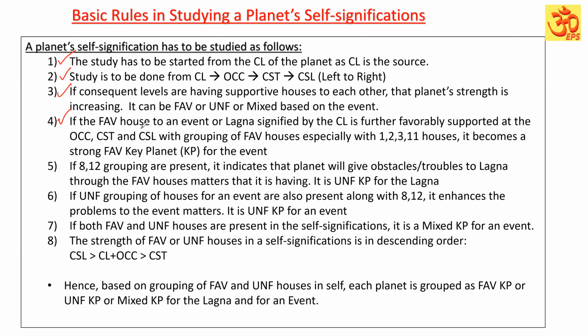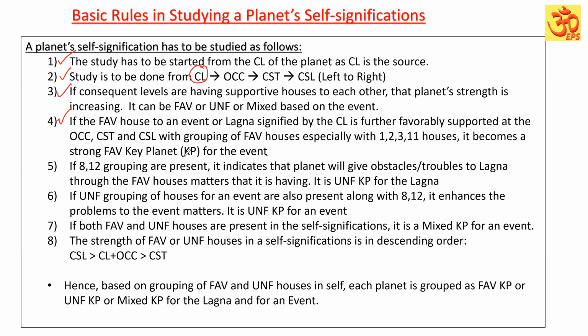Fourth, if the favorable house to an event or Lagna signified by the cuspal lord is further favorably supported at the OCC, CST and CSL with the grouping of favorable houses, especially the 1, 2, 3, 11 houses, it becomes a strong favorable key planet for the event. Key planet henceforth will be called KP.